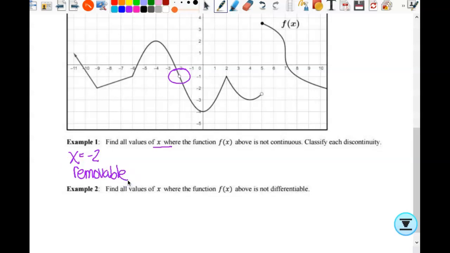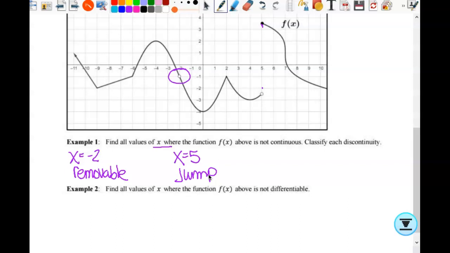So then if I put my pencil back down and it's all continuous till it gets to here, right? And then what kind of discontinuity is that? Jump. So then that is x equals 5, and that is jump, which is also a non-removable type of discontinuity, right? We got removable and non-removable, more specifically jump. Okay, we good with all that?